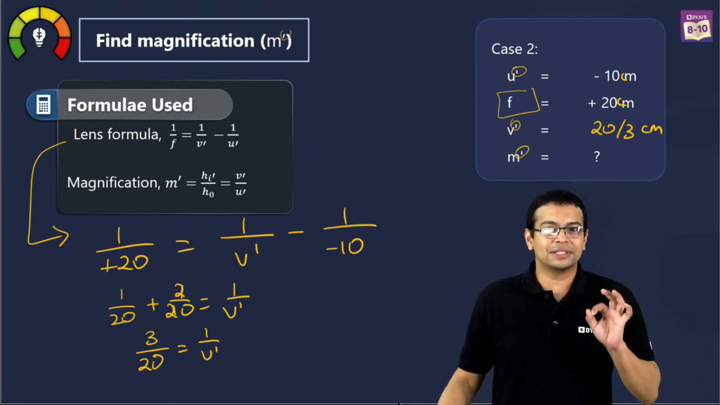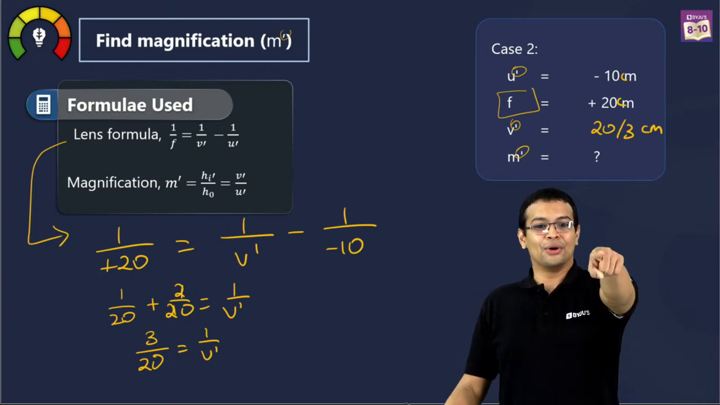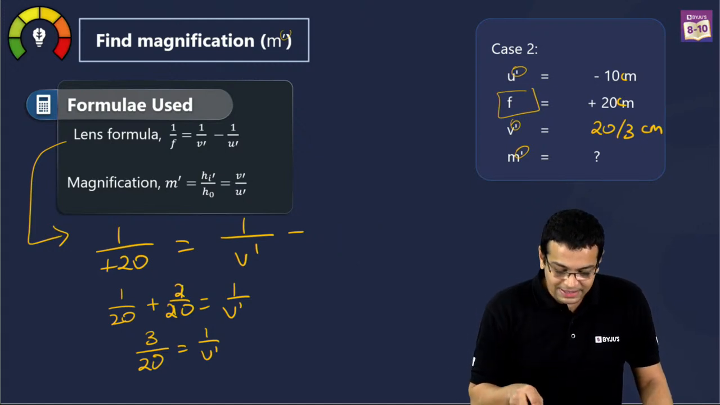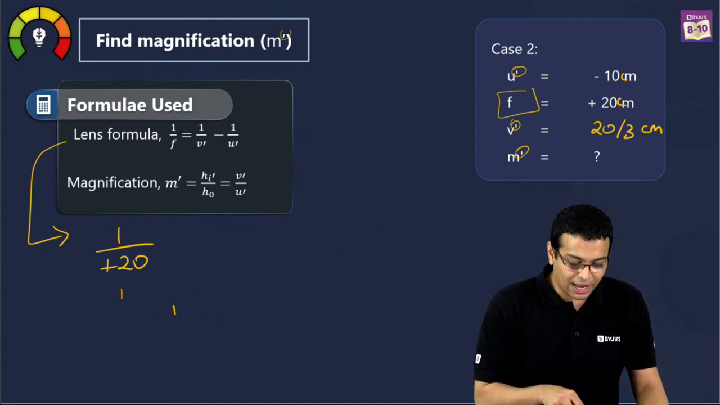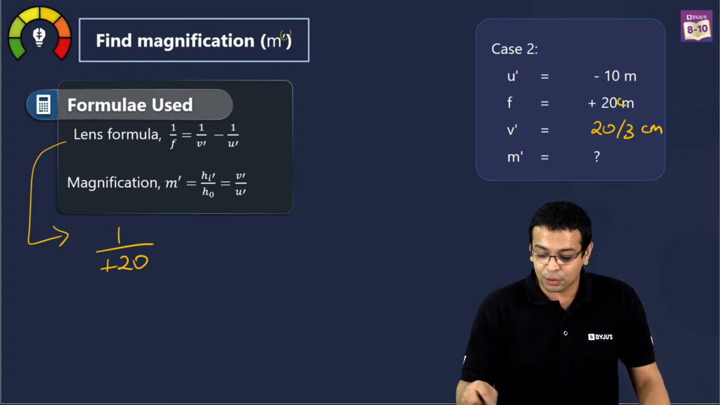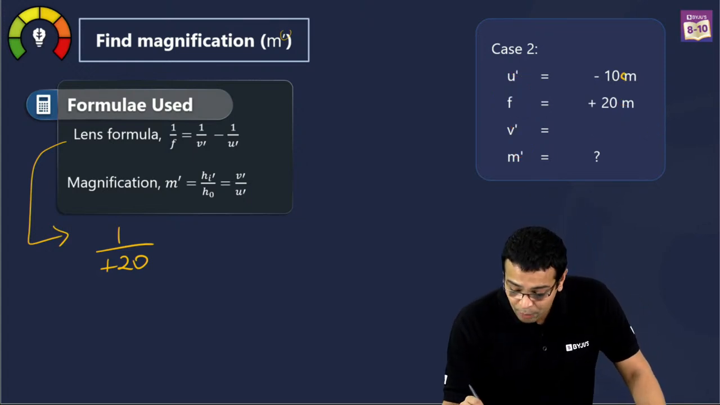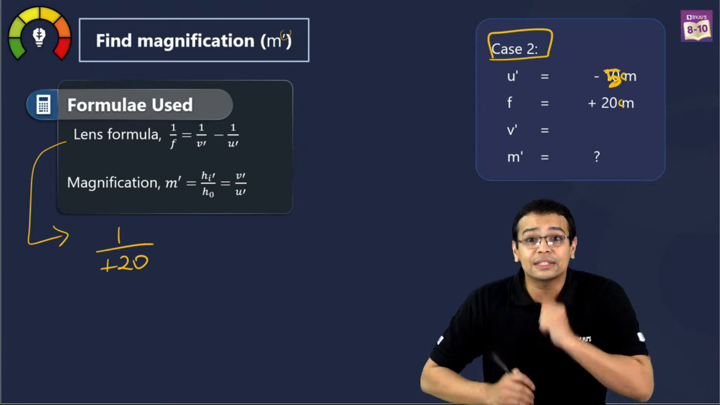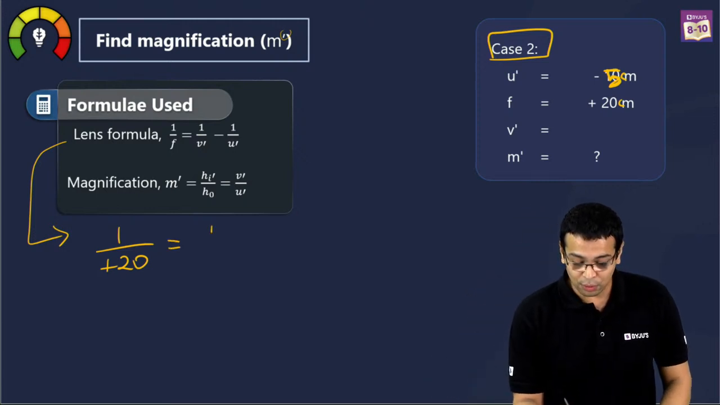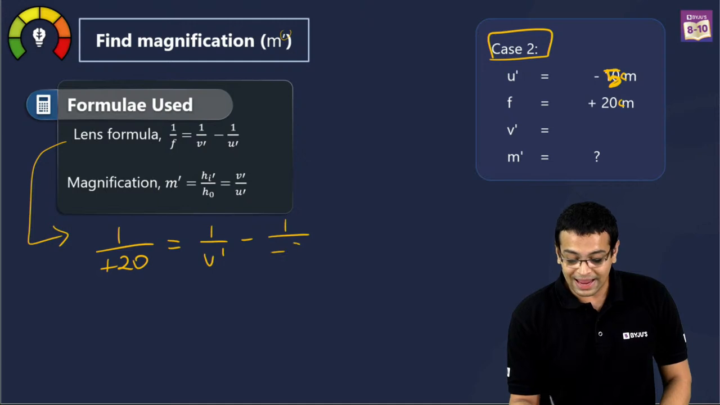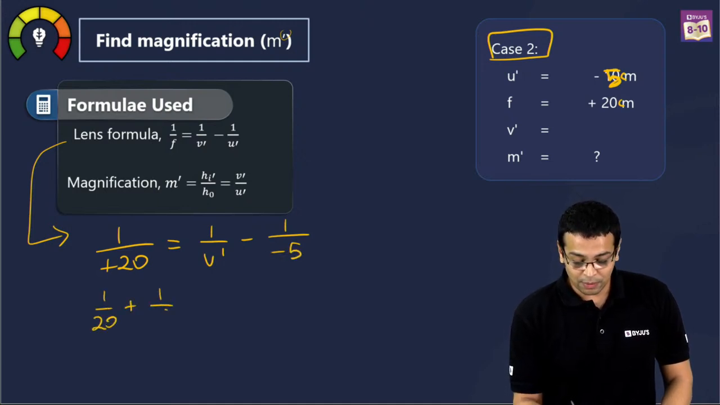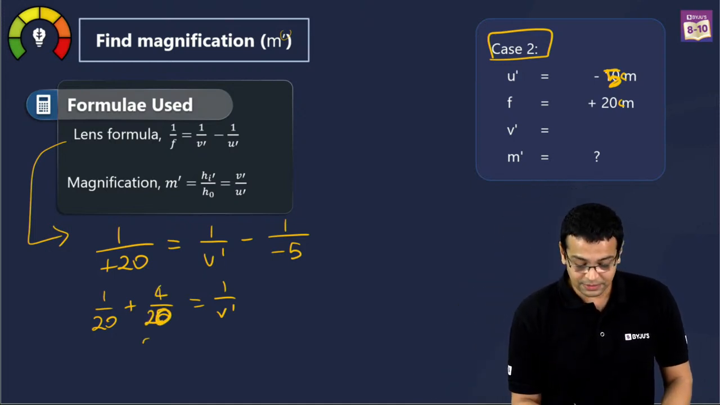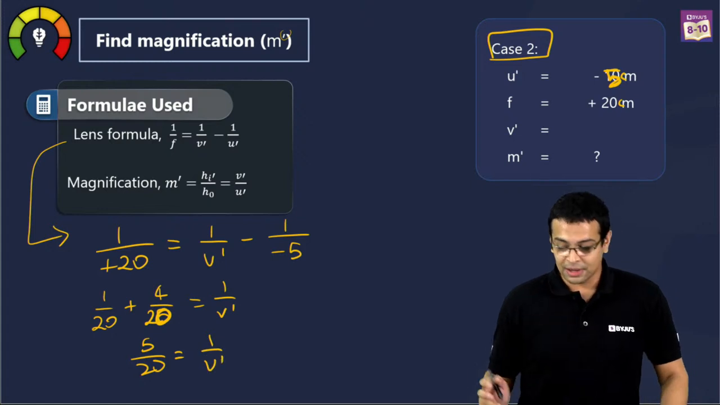Did you guys notice one major mistake that I've made? You asked what is V dash. U prime or U dash will be 5 centimeter. Keep in mind that these are the kind of silly errors that you cannot afford for yourself. You have to carry values exactly how you intend them, okay? This is not negative 10. This is negative 5. Remember, this is case 2 where he moves the lens closer. 1 over 20 is equal to 1 over V dash minus 1 over negative 5. So 1 over 20 plus 1 over 5 is equal to 1 over V dash. 1 over 5 is nothing but 4 over 20. That becomes 5 over 20 is equal to 1 over V dash.